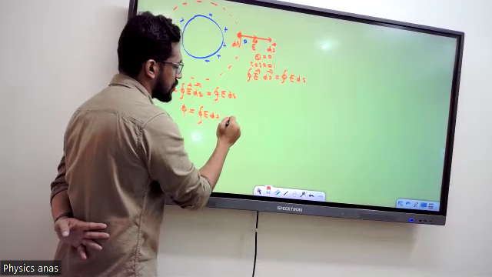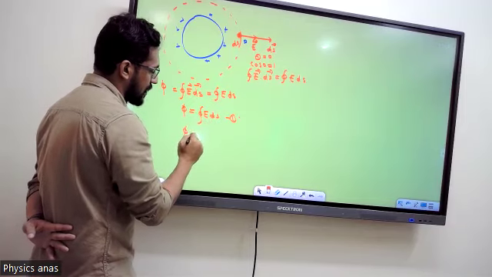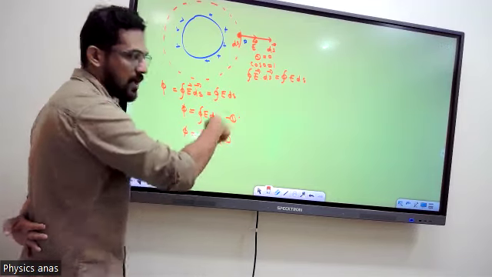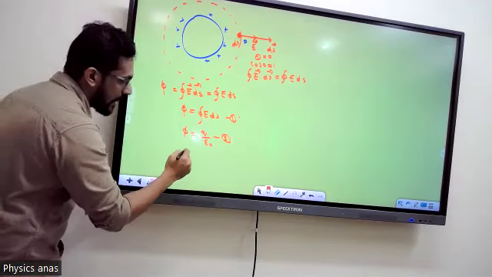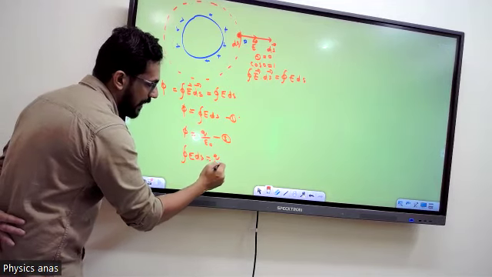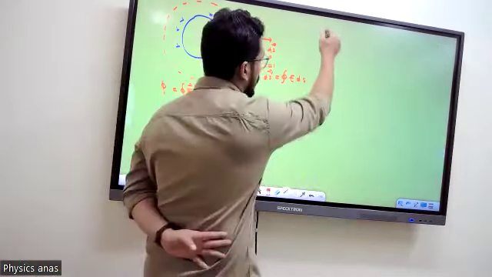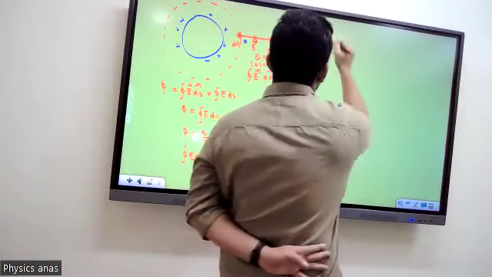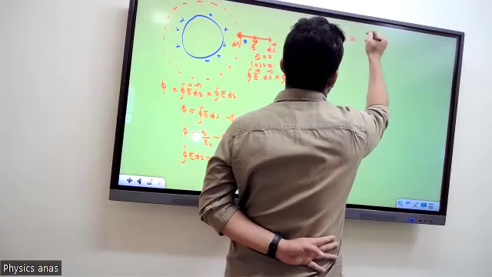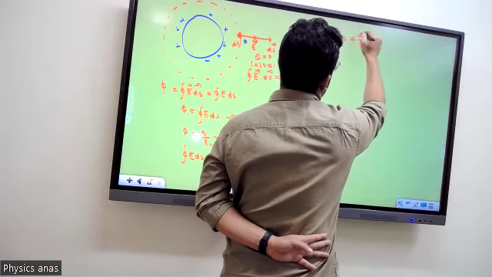This is our first equation, and our next equation is phi is equal to q divided by epsilon naught. This is our second equation. Both of them are equal, so you can equate them. Integral E ds is equal to q by epsilon naught. E is taken out, so integral ds is equal to q by epsilon naught.